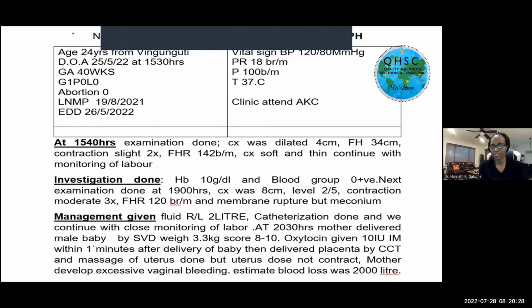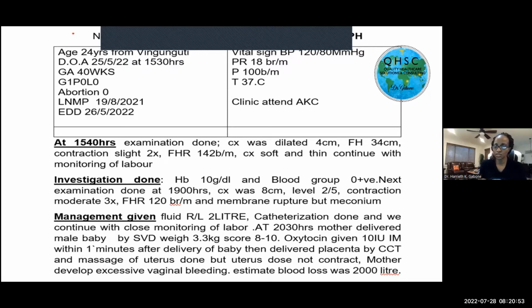The cervix was 8 centimeters, level 2 or 5. I'm not sure what is that. Maybe our colleagues in Tanzania will help me with that. Contraction was moderate, every 3 minutes, the heart rate was 120, and membrane was ruptured, but meconium was present. So what they did, they managed this patient by running fluid, Ringer's, 2 liters. They did catheterize the patient and continue monitoring the labor.